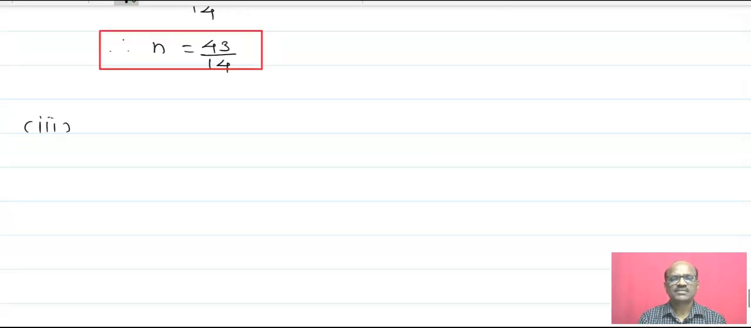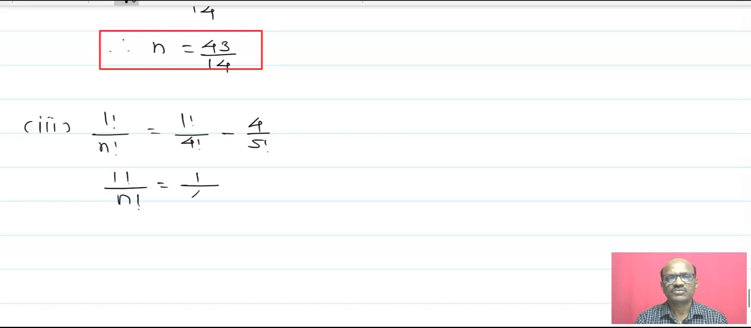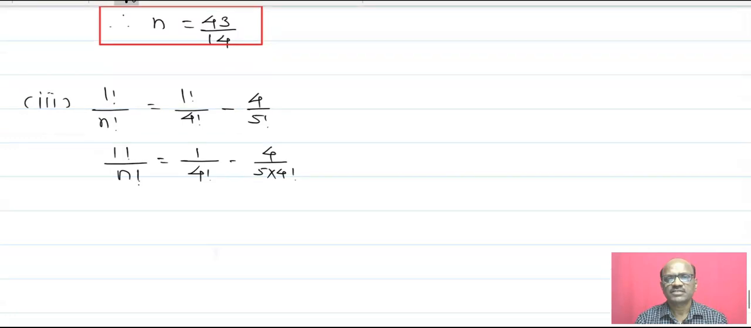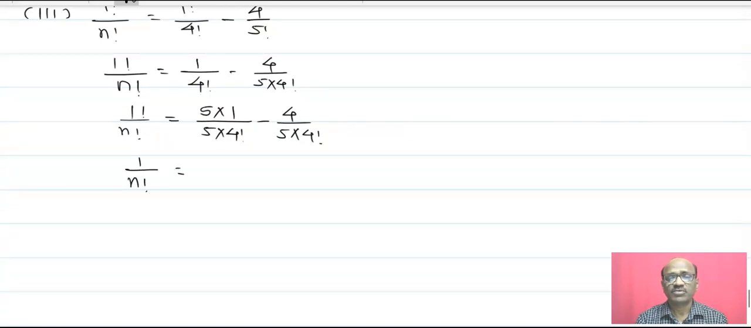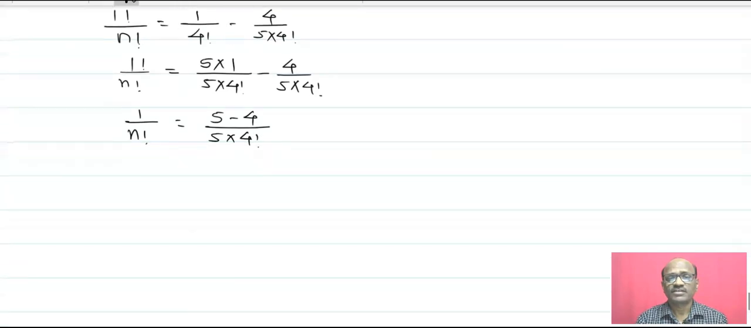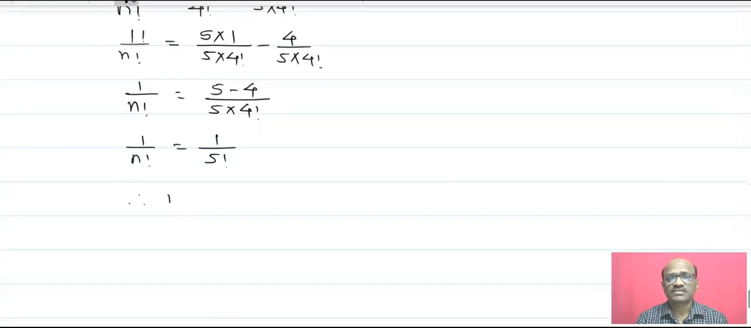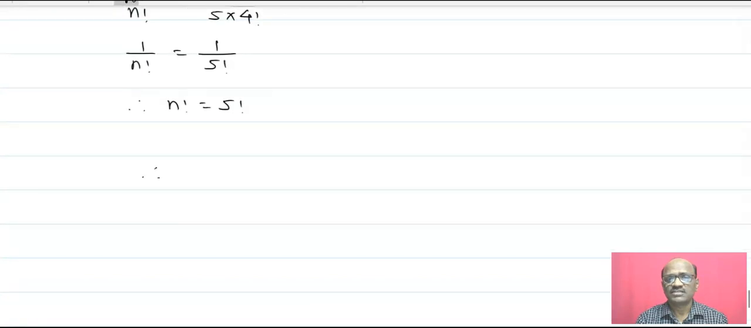Next, third one: 1 factorial upon n factorial is equal to 1 factorial upon 4 factorial minus 4 upon 5 factorial. Now this can be written as 1 factorial upon n factorial is equal to 1 upon 4 factorial minus 4 upon 5 into 4 factorial. Now we can adjust here, that is multiply numerator and denominator of 1 upon 4 factorial by 5. Then 1 upon n factorial is equal to 5 upon 5 factorial. 5 into 4 factorial means what? That is 5 factorial. Normal calculations are there. Therefore, n is equal to 5.